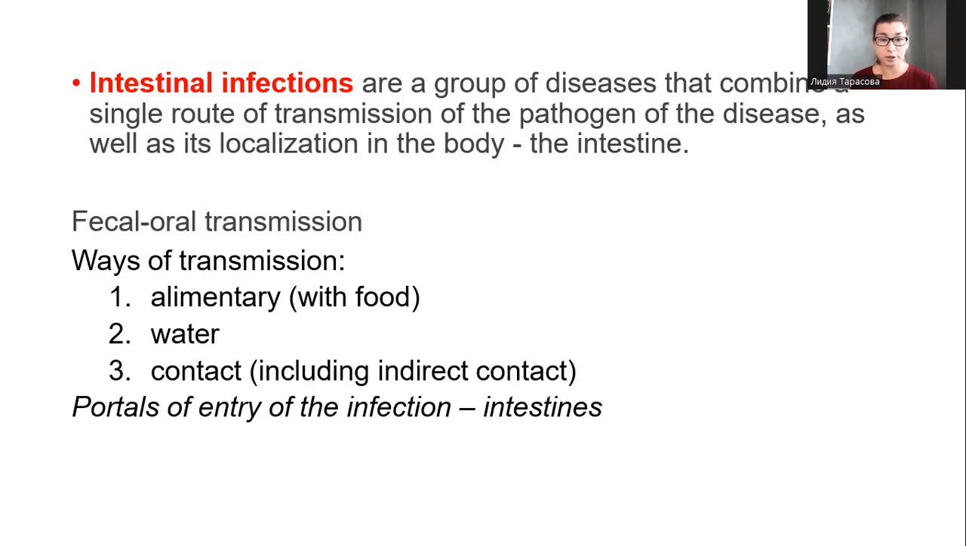And the main mechanism of transmission of that infection is fecal-oral transmission. Ways of transmission can be different. Most often it's with food. Intestinal infection can be transmitted with food by the alimentary way, with water, and by direct or indirect contact. The portal of entry of the infection is the intestine.